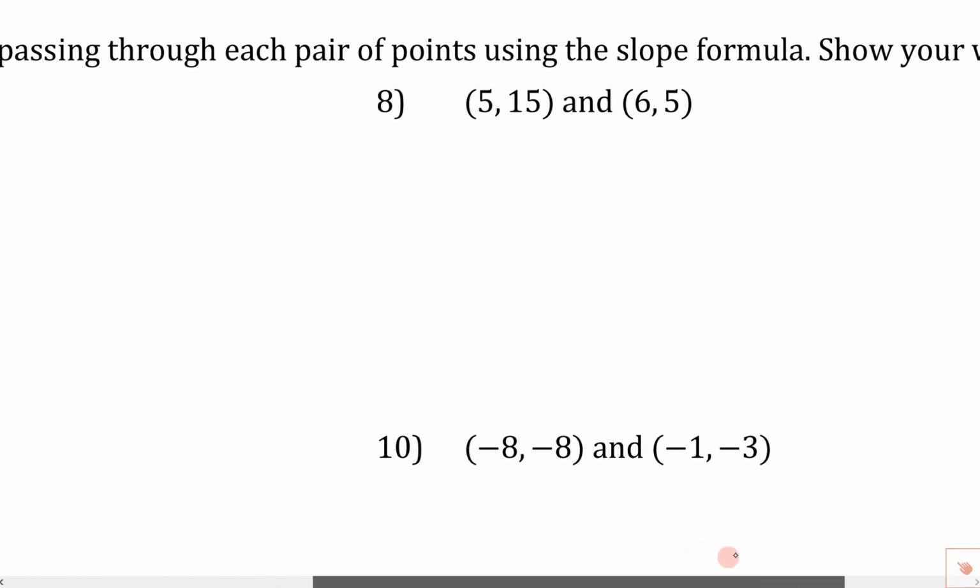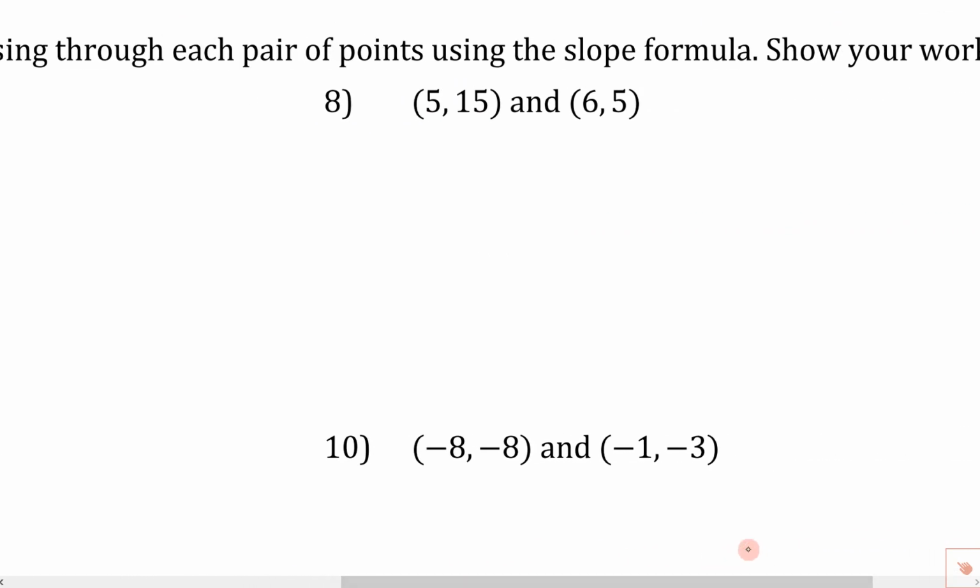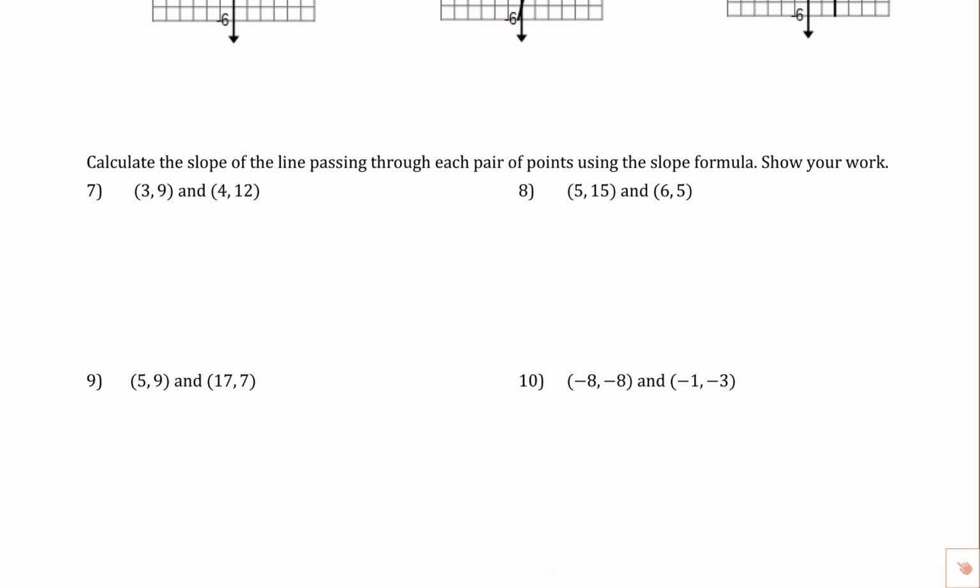Let's take a look at problem number 10. On these problems, it says calculate the slope of a line passing through each pair of points using the slope formula and show your work. Remember, the slope formula when we've got 2 points is going to be y2 minus y1 over x2 minus x1. As long as you're careful, these will work out just fine.